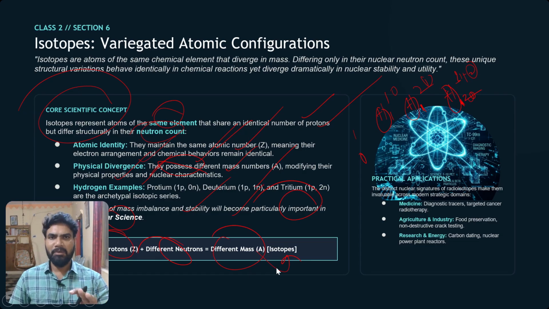This is a good phenomenon. It is not a bad phenomenon. Because of this difference in mass, several applications are there. The applications of isotopes we are going to see in several areas, like medicine, in diagnosis, then in treating cancer. Then in agriculture and industry also, especially in food preservation, and in testing for cracks we are using isotopes. Then in research and energy areas also we are utilizing isotopes.